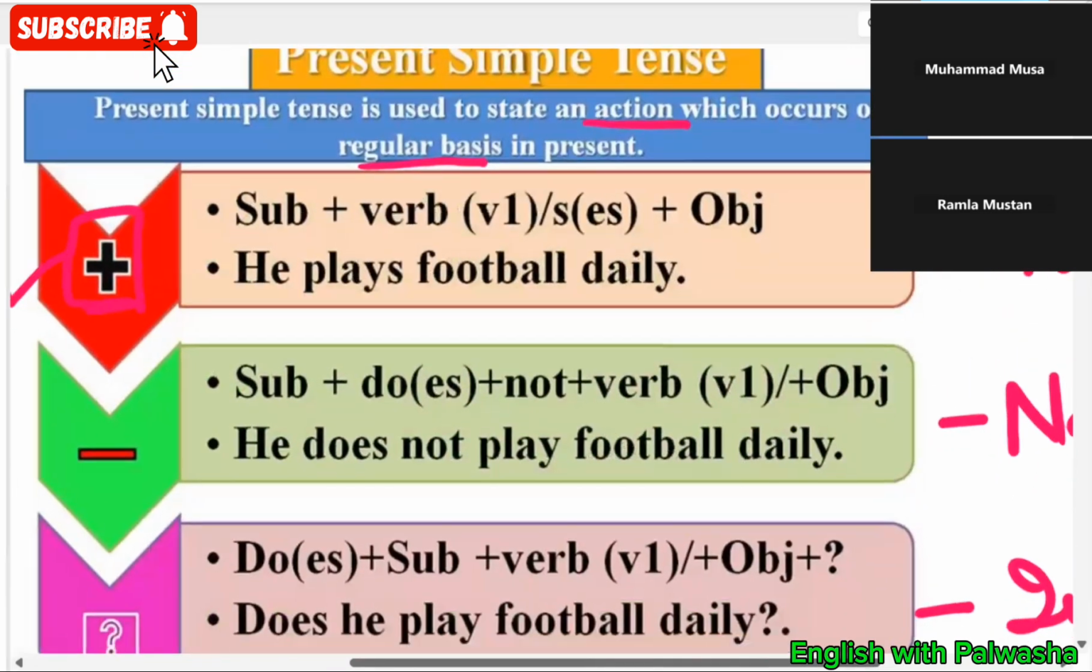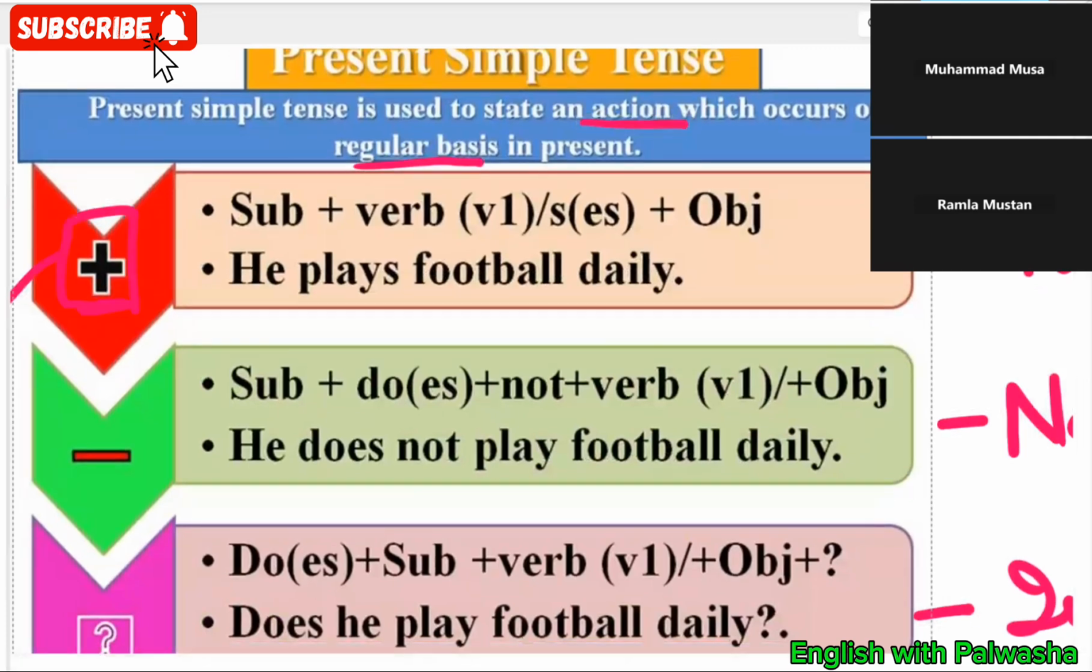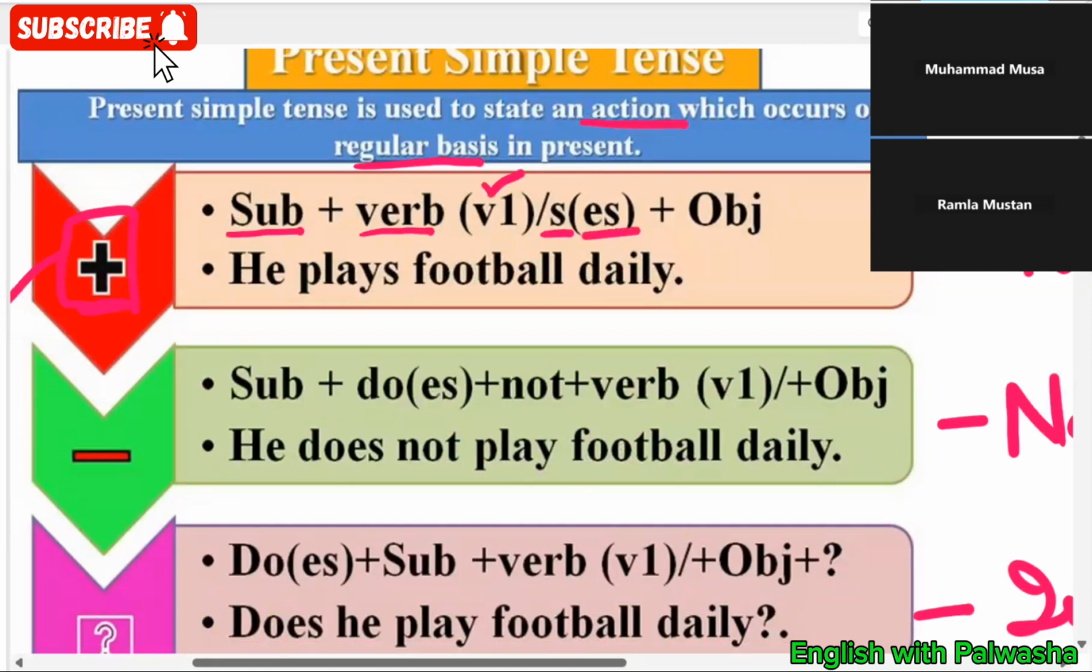All right, so the first, positive one, we have a specific rule in it. We start the positive sentence with the rule subject plus verb, and it's always the first form of the verb which we have to use. But we can use S or ES, and that also depends on the rule. So I'm going to share the rules with you. If there is one person, then of course we can use S or ES. But if there are more than one, then we don't need to use that, right? Okay, but we're going to give you the details about it. Then comes the object, because the sentence ends on the object.